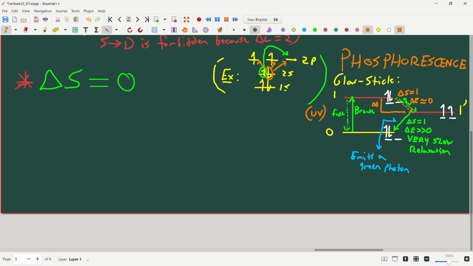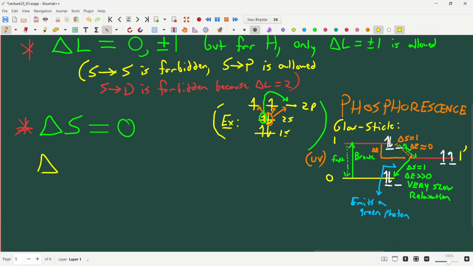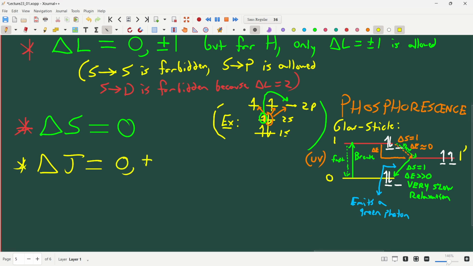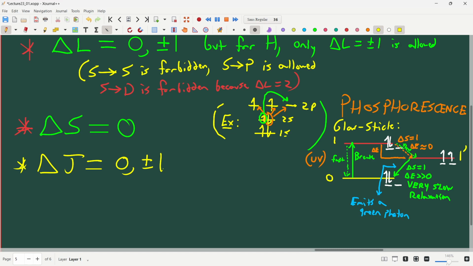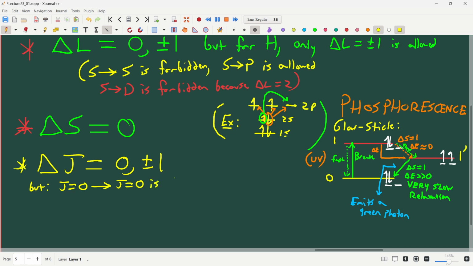Okay. One more selection rule, a really, really simple rule. We have to just combine these together. One more, which is delta J. And this is actually a very good rule in general. This is true for all angular momenta: 0 plus or minus 1. Think about it: S can't change, but L can change, so that means J can change by the same amount. But one exception: J equals 0 to J equals 0 is forbidden.